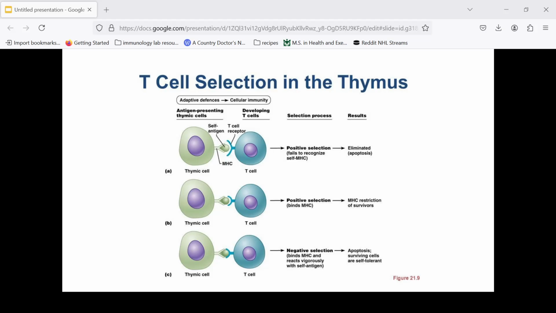Anyway, after we've done the MHC restriction process, now we have a T cell that is either CD4 or CD8, and now we want to make sure it's not going to bind self. Binding self is important for making sure we're avoiding autoimmunity. So any cell that binds too strongly to self is going to get apoptosized.